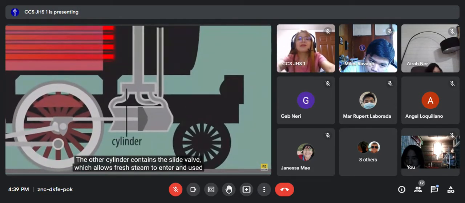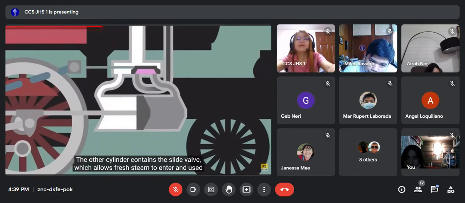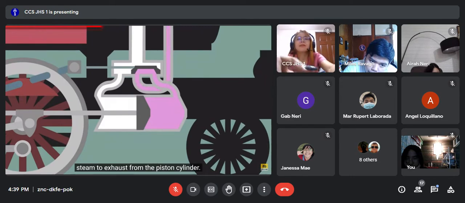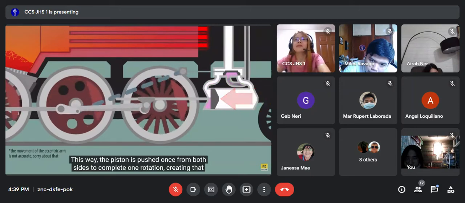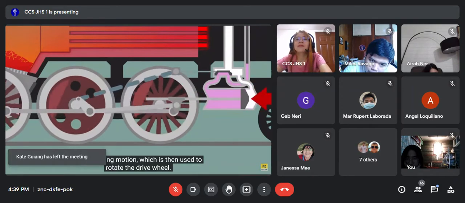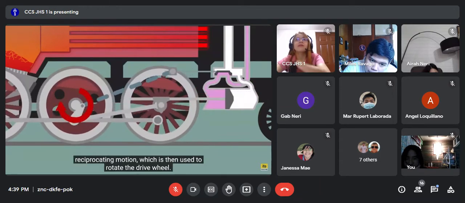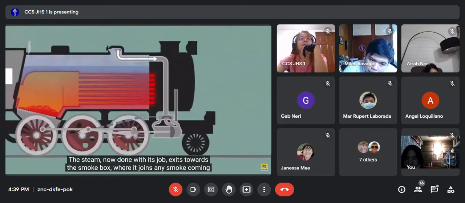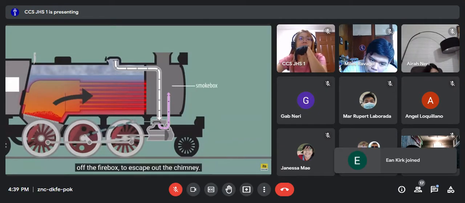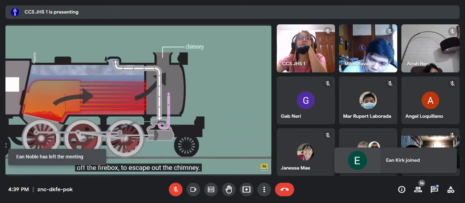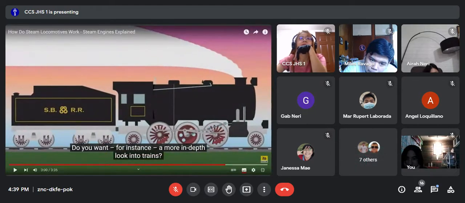The other cylinder contains the slide valve, which allows fresh steam to enter and used steam to exhaust from the piston cylinder. This way, the piston is pushed once from both sides to complete one rotation, creating that reciprocating motion, which is then used to rotate the drive wheel. The steam, now done with its job, exits towards the smoke box, where it joins any smoke coming off the firebox to escape out the chimney. Do you want, for instance, a more in-depth look?